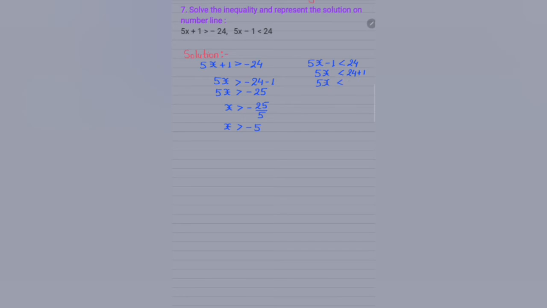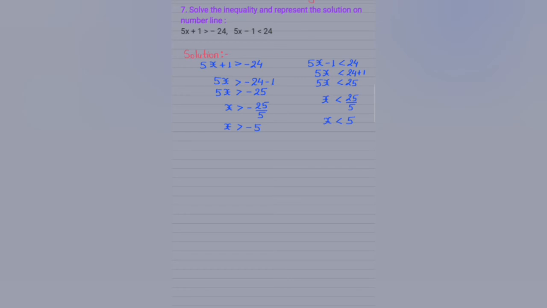5x less than 25, and so x less than 25 divided by 5, and x is less than 5. So there are two answers. The first inequality represents x greater than minus 5 and the second inequality represents x less than 5. So on the number line we will mark both the points 5 and minus 5.